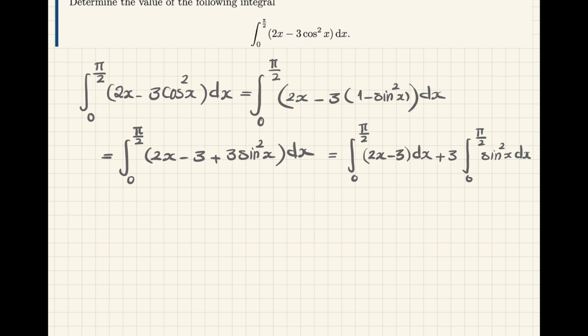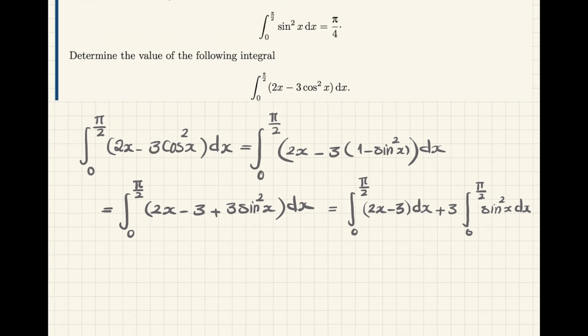Okay. You see, the easy part, I can do it myself. This would be a little bit hard part, but I don't have any problem with that right now because this is just given to me. So what I can do now, I can write it as I will find a primitive function for this. Hopefully you immediately know it's x squared minus 3x. And then I would write it goes from 0 to pi over 2 plus 3 times, this is directly given to be pi over 4, so I multiply it by pi over 4.